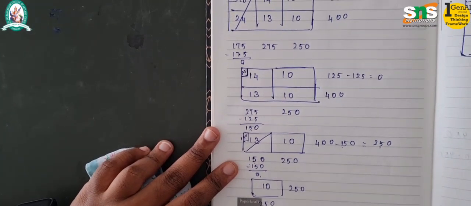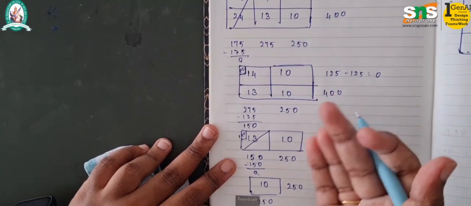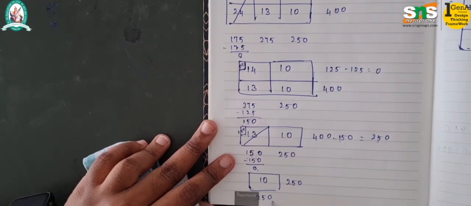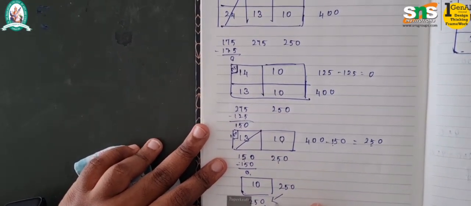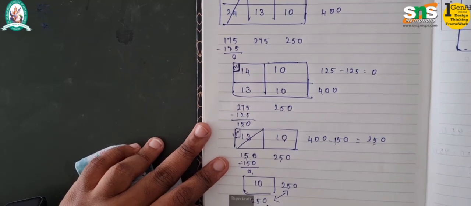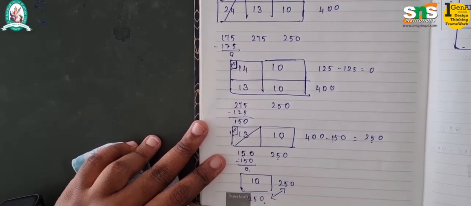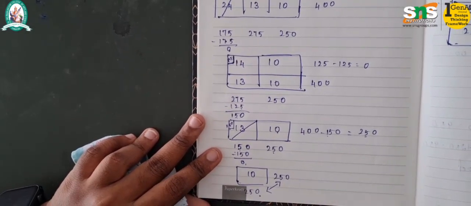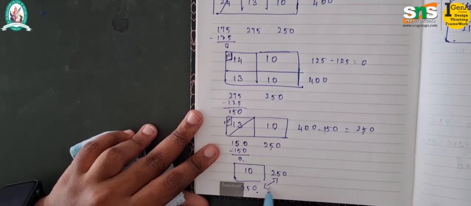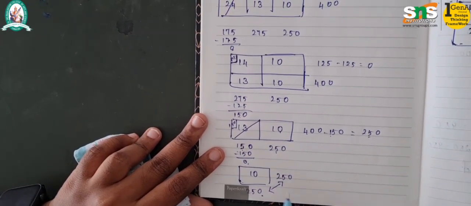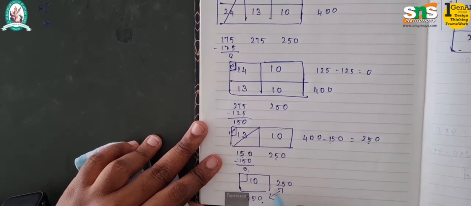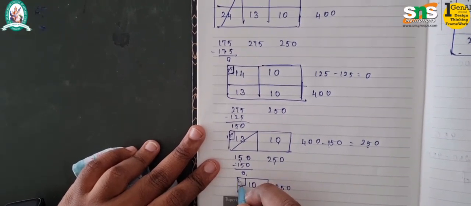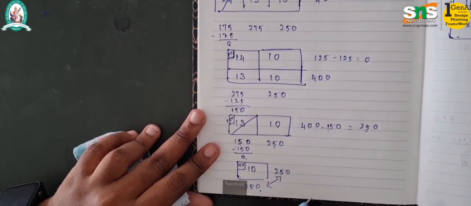In the next step, we are going to write the remaining values. So here 250 and 250. In the final step, these two values must be equal. If they are equal, then the problem is correct. If they are not equal, then the problem is wrong. So here in this problem, both the values are equal. So my problem will be right. In the last step, both the values are 250. So I am going to substitute the 250 in those values.